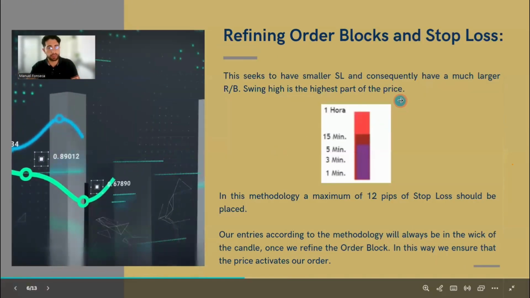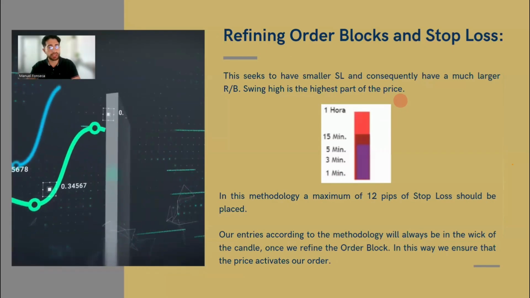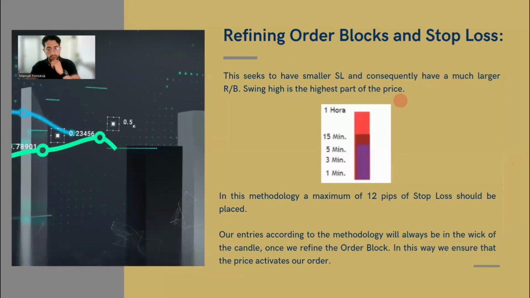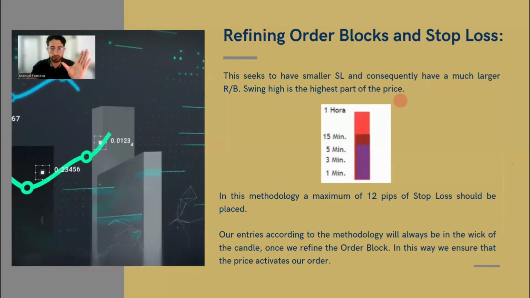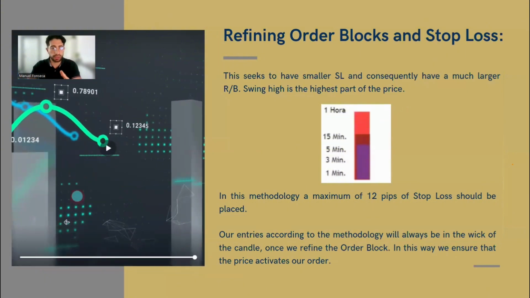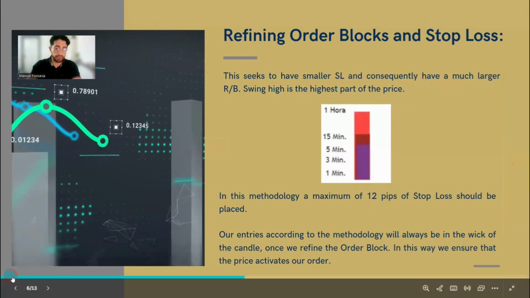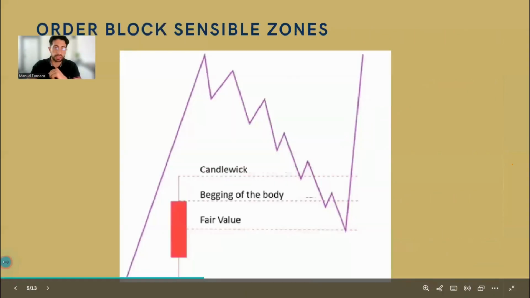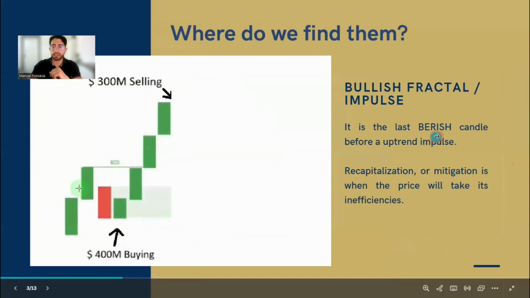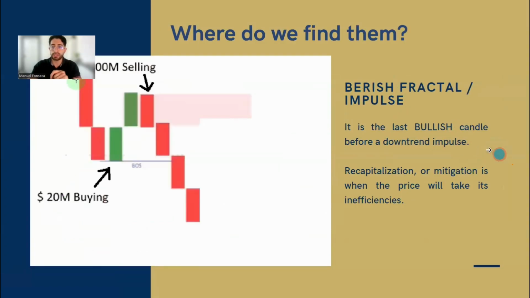Order blocks, just to summarize, are accumulations of orders that are placed either at the beginning of a demand zone or a supply zone. We identify those order blocks as the last candle. If it is a bullish order block, remember it is the bearish candle before the uptrend impulse, and if it is a bearish order block, in a bearish fractal, it is the bullish candle before a downtrend impulse.